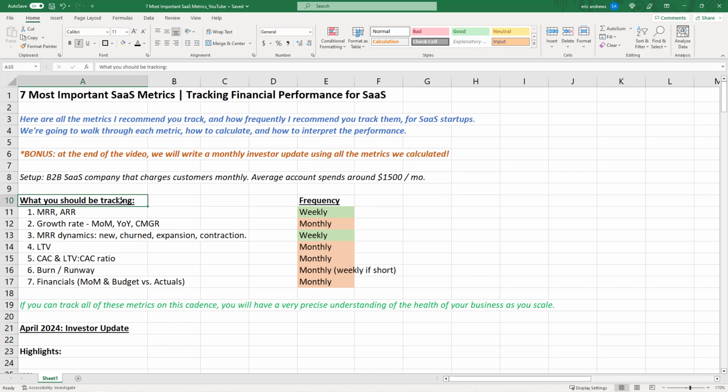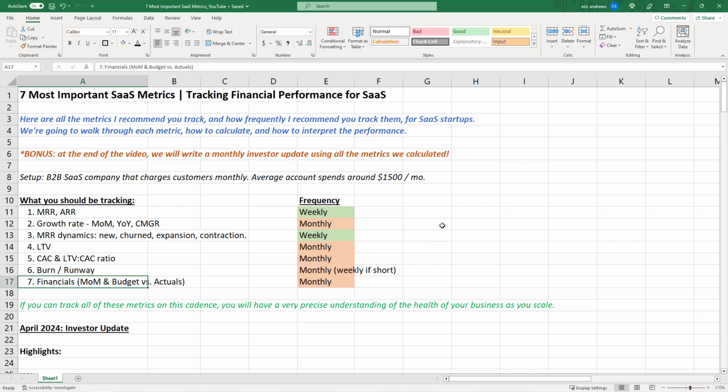So here are the 7 things that we should track. Number 1, MRR and ARR. Number 2, growth rate. I'll talk about a couple different ways you can report growth rate numbers. Then MRR dynamics. So there's new revenue, churn revenue, expansion, and contraction. So you need to be able to tell the story of the composition of your revenue changes. Then, of course, you have customer lifetime value, how to calculate that. Your customer acquisition cost, so your CAC, and then LTV to CAC ratio. Finally, your burn and your runway. So how much money do you have until you run out of cash?